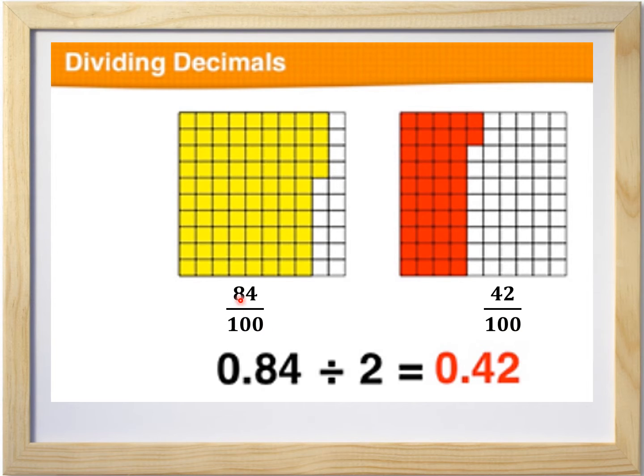But children, 84 by 100 and 42 by 100 are decimal fractions. So I can represent 84 by 100 as 0.84 and 42 by 100 as 0.42. So 0.84 divided by 2 is equal to 0.42. Is it clear, children?